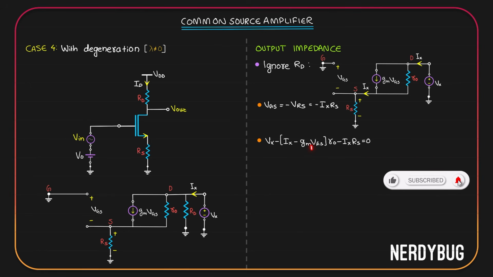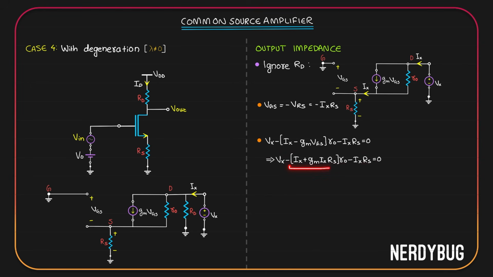Now, over here we have a VGS. But VGS is minus IXRS. Let us replace it with that. You can see all these terms have IX in it. Let's take them to the other side of the equation and take IX as common. That gives us Vx is equal to Ix multiplied by R0 plus GMRS R0 plus Rs. What we want is Vx divided by Ix. Now, what is this? This is the equivalent impedance of the rest of the circuit when Rd is ignored. That means we can model the rest of the circuit ignoring Rd like this.